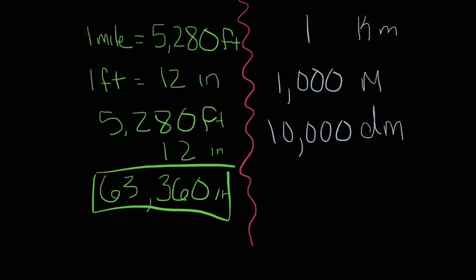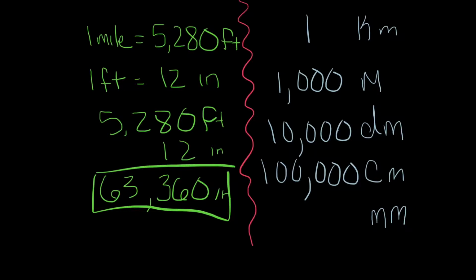10,000. Now let's go even smaller than a decimeter, which is a centimeter. All right? Without doing really much math, I already know, because there are 10 centimeters in 1 decimeter, so I take 10,000 decimeters and I times it by 10, and I get 100,000 centimeters. And finally, I can even go all the way down to millimeters. And I know that there are 10 millimeters to 1 centimeter, so there must be 1 million millimeters in 1 kilometer.